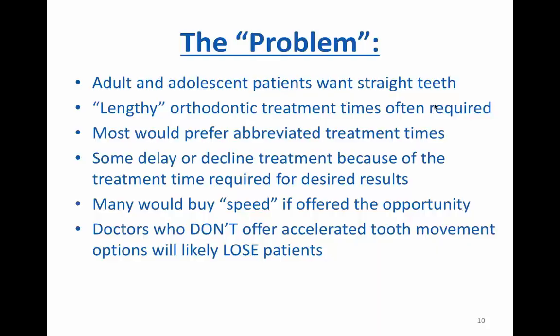So let's go back to the problem here. Here it is. Adult and adolescent patients want straight teeth. And as we all know, in taking the 6-month smiles course, a lot of patients haven't really liked the answers that they've gotten with regard to how to straighten their teeth until maybe they hear about something like 6-month smiles. Orthodontic treatment times are considered lengthy to patients. Anything more than 6 or 9 months would be considered a long time to wear braces or aligners for that matter. Most would prefer abbreviated treatment times.